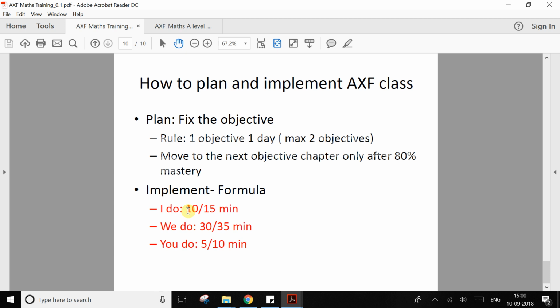Second rule is, when you teach an objective, you can move on to the next objective only when 80% of your children have mastered the objective. If 80% of the children have not mastered a particular objective, that means you have to change your strategy. In the second scenario, where 80% of children have mastered the objective and 20% have not, move on to the next objective, and in the we do part, help children who have not mastered that particular objective.